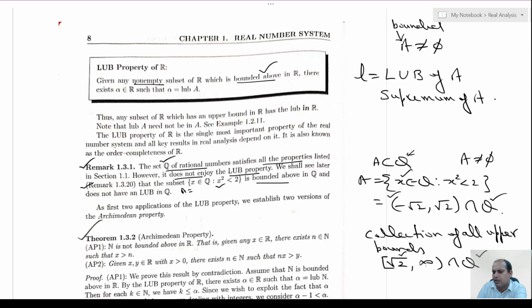So what will be the least upper bound of this set? That will be root 2, and root 2 is not in Q. So in this way we can conclude that this set is non-empty, bounded above, but it does not have a least upper bound in Q. We are getting the least upper bound in R. Root 2 is the least upper bound in R, but not in Q. So completeness. In this way we can say that Q is not complete.